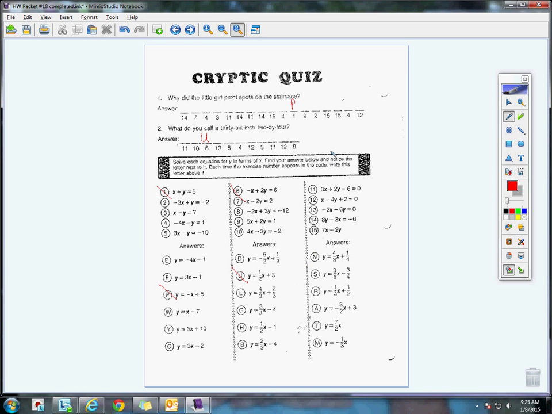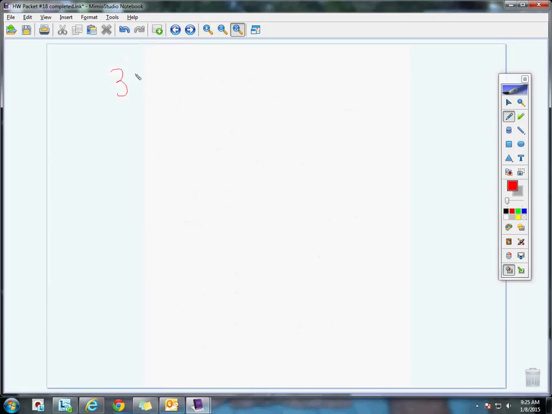Alright, last one I'm going to do is number 11. We have 3x plus 2y minus 6 is equal to 0. So we're going to go ahead and write that if I can memorize all that. 3x plus 2y minus 6 is equal to 0. Okay, so don't let this freak you out that it says equal to 0.